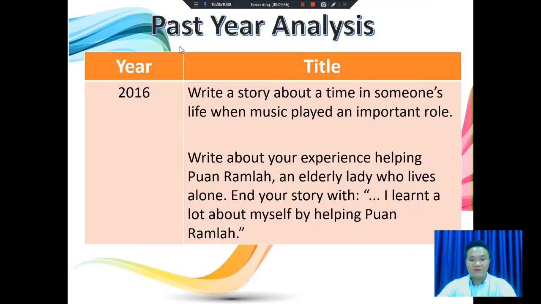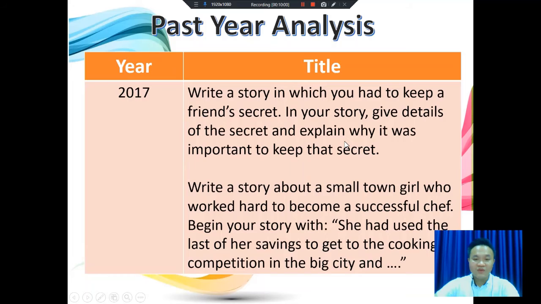the question for 2017. Now in 2017, same thing goes, two questions were given on narrative writing. Number one, write a story in which you had to keep a friend's secret. In your story, give details of the secret and explain why it was important to keep the secret. So in this case, you have to write a very suspenseful story where you have to tell us what that secret is.